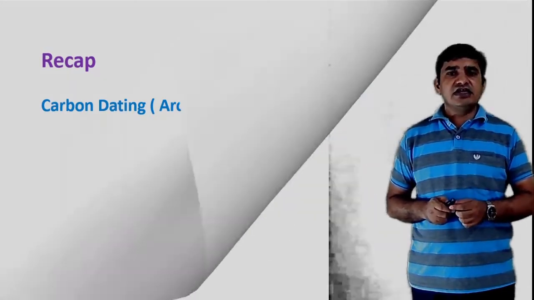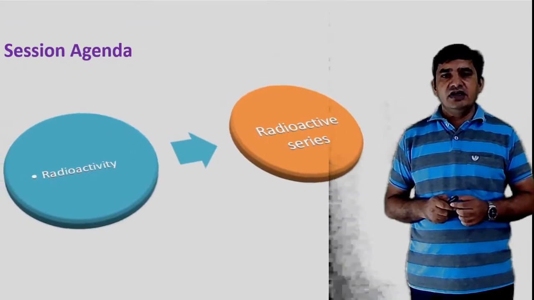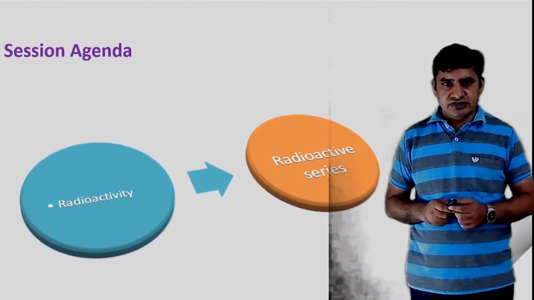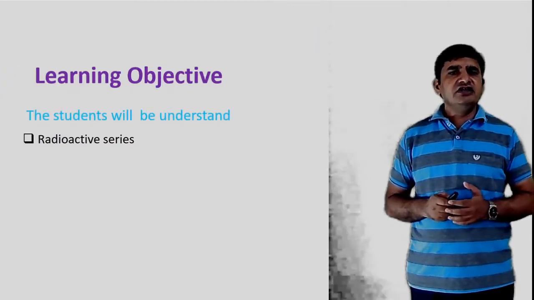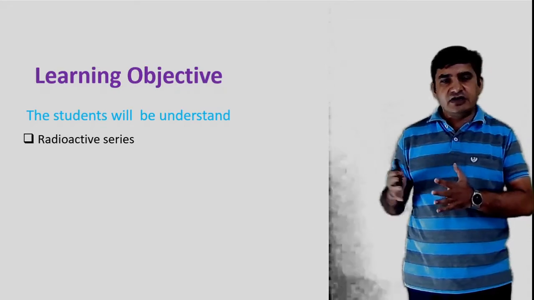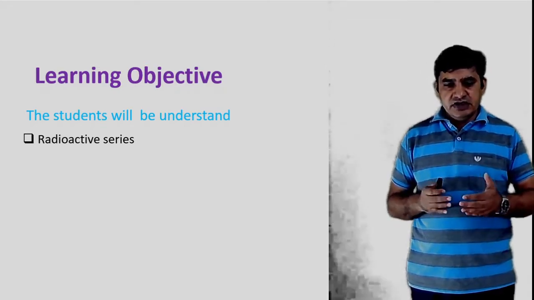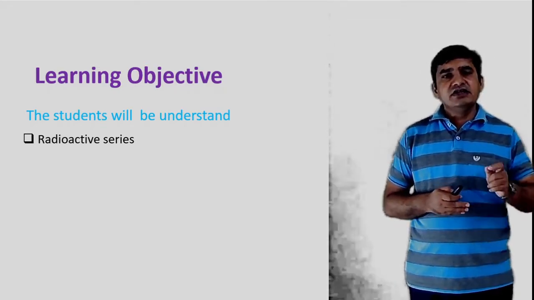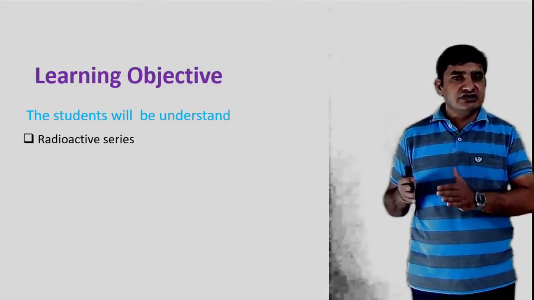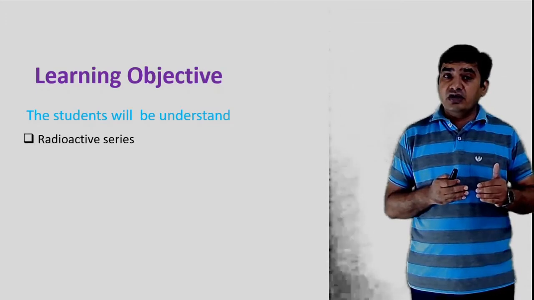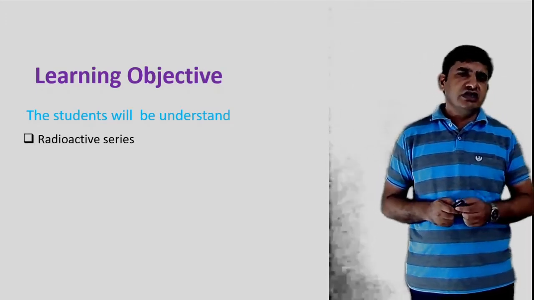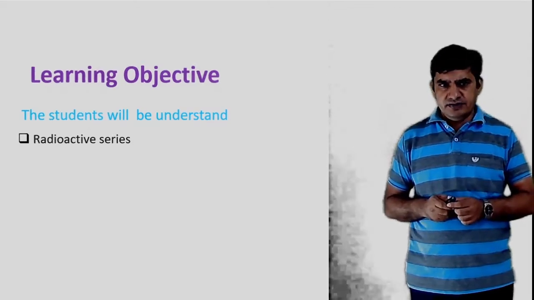Friends, in this lecture we have to see what the different radioactive series are. After attending this lecture, students will understand the different radioactive series: that is the 4n series, then the 4n plus 1 series, 4n plus 2 series, and 4n plus 3 series. So we have to see them one by one.